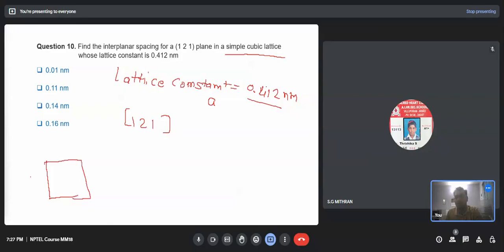So first I'll draw the simple cubic lattice here. I'm so sorry for my drawing. I'm not used to this writing pad.